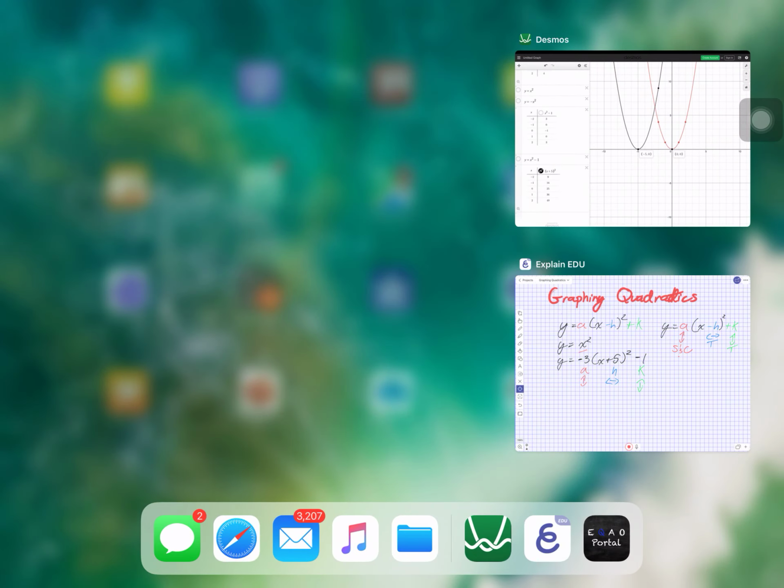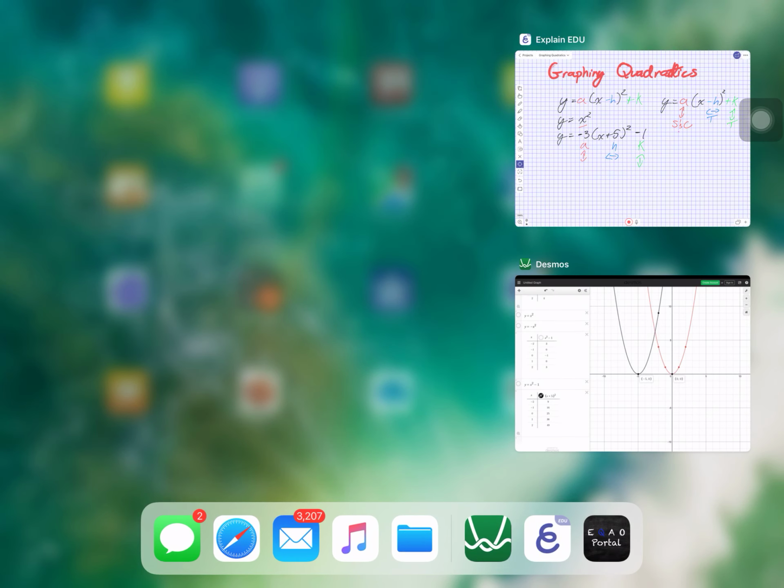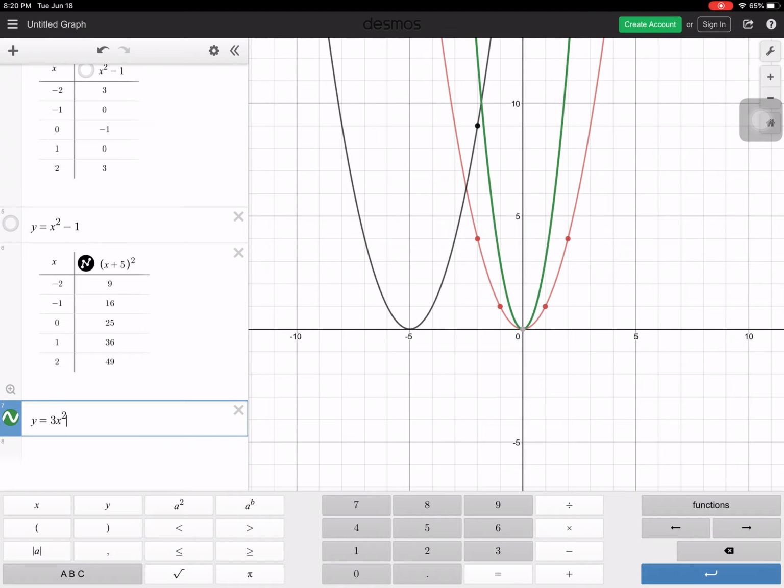The one we didn't talk about, and we kind of skipped over it. We talked about the negative movement where it flips, but we didn't talk about the stretch of 3. So I'm going to make one that has a stretch of 3 to it in Desmos. So let's say that would represent y is equal to 3x squared. And if you notice here, it's much thinner. Think of it like you took an elastic band and you pulled it upwards, it would get thinner. That's what we mean by a stretch.